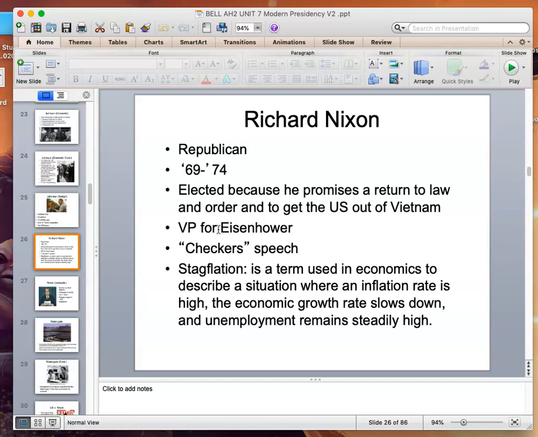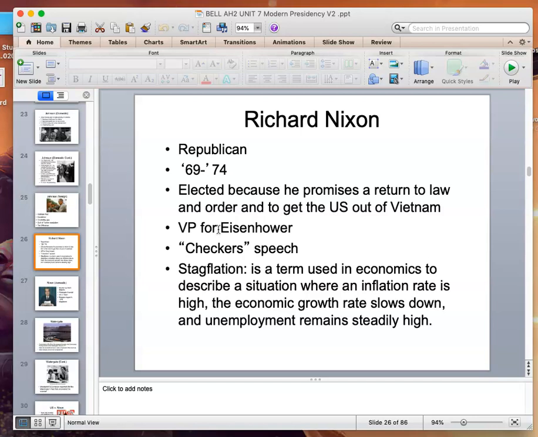One of the famous speeches he gives is the Checkers speech, and it is over a black and white Cocker Spaniel named Checkers that someone had given his daughter. His daughter had been wanting a dog, a young daughter at that time. This is when he's vice president for Eisenhower. And it was someone who wanted political favors from him. They were trying to get in good with Richard Nixon by giving his daughter that dog. He has to come out and defend the gift of that dog.